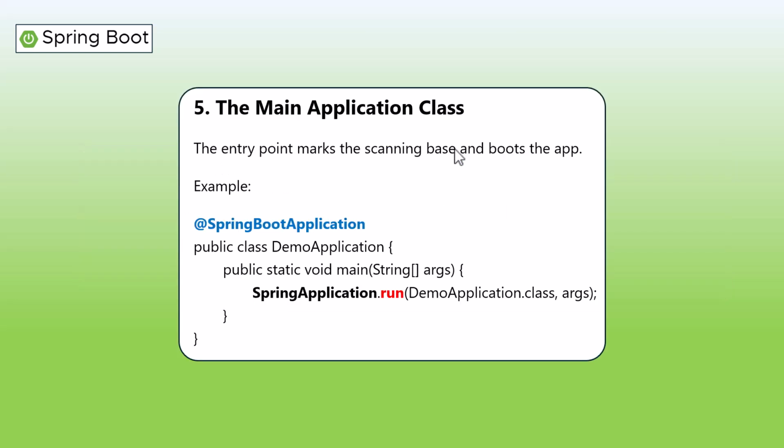5. The main application class. The main application class marks the entry point and signals to Spring Boot where to begin scanning for components. Its role is to bootstrap the application context and trigger the auto-configuration that brings up the web layer.